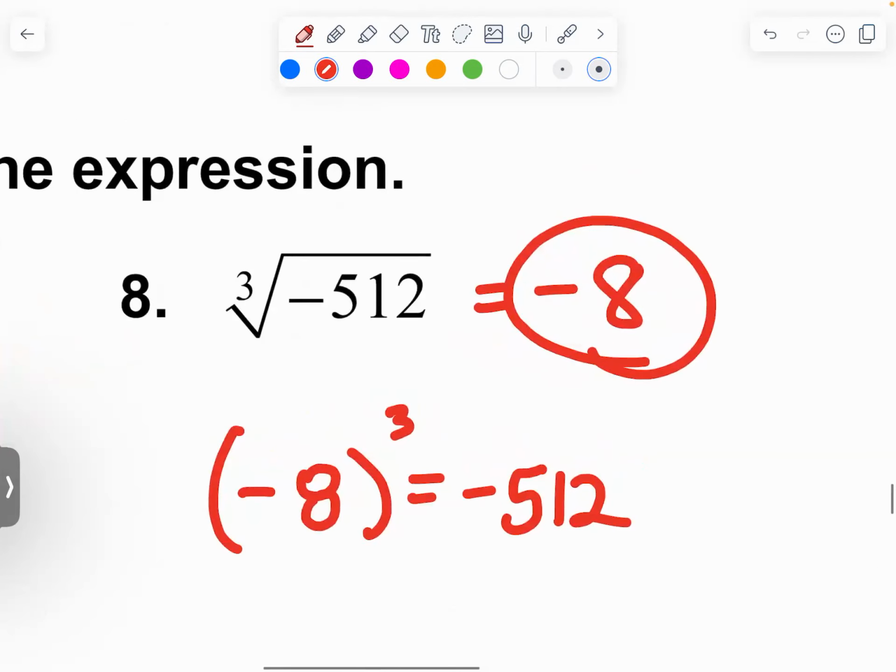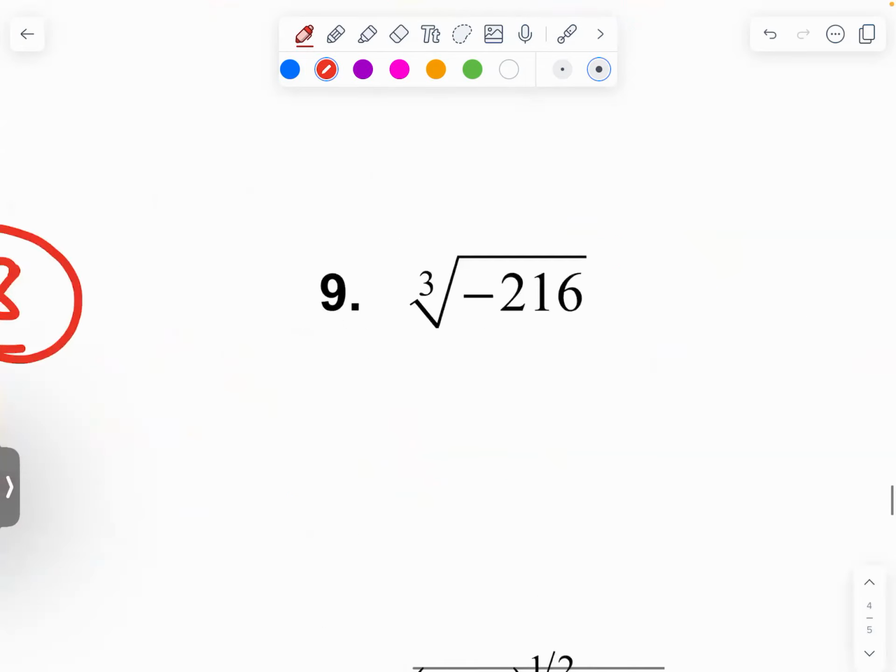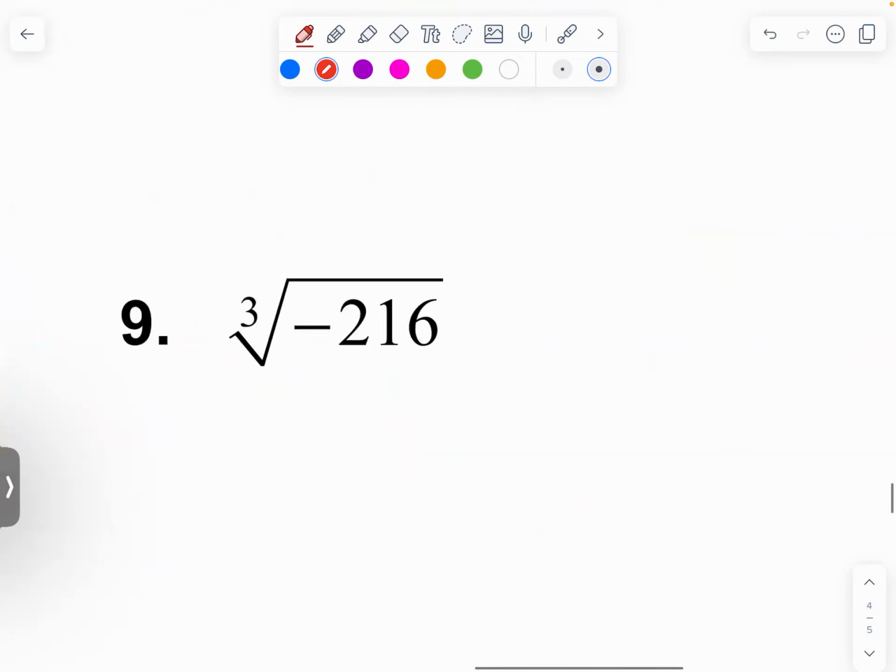You just figure out what number you multiply by itself, 3 times, to get 512. Honestly, you should be familiar with some of these numbers because you did perfect squares and perfect cubes last year. I had you fill out that chart to help you be familiar with some of the numbers. So like this one, what's the cube root of negative 216? Negative 6, because negative 6 times negative 6 times negative 6 is negative 216.